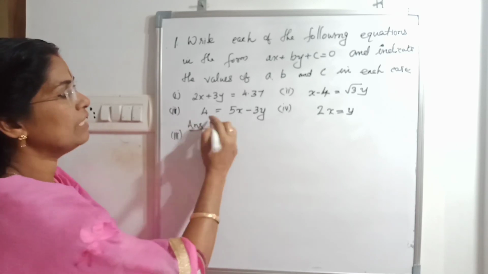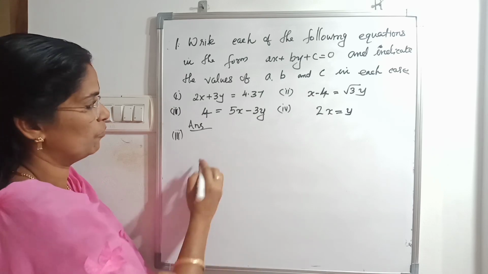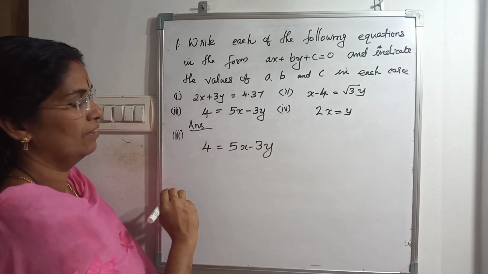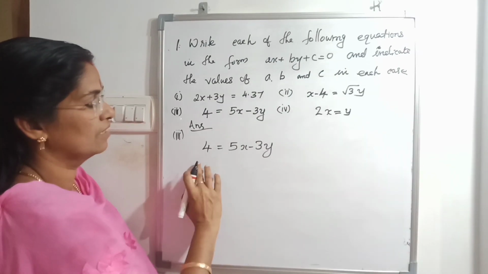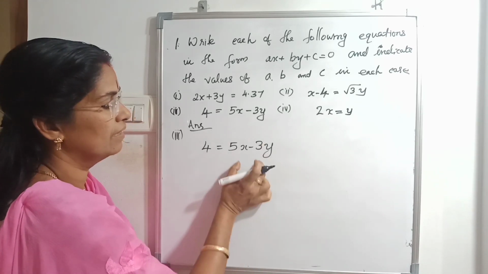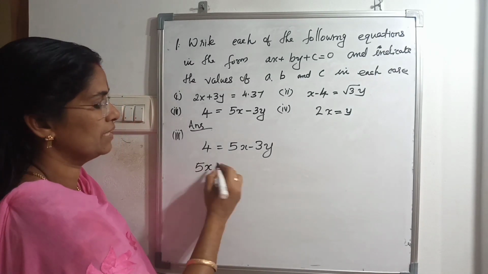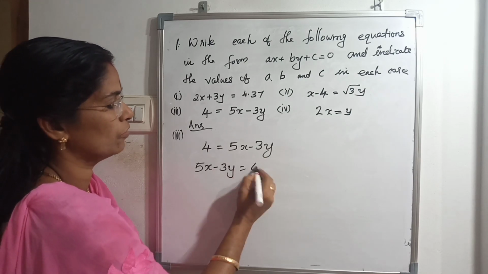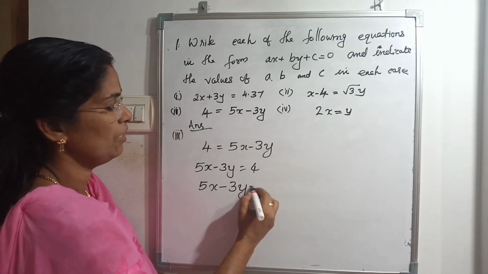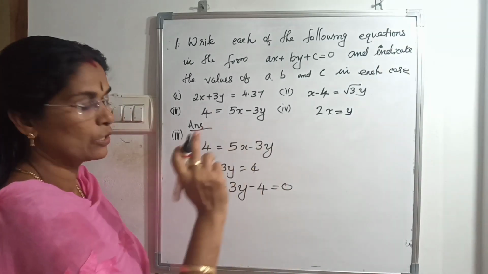Our third question. 4 is equal to 5x minus 3y. This also is not in general form. So, we are writing 4 is equal to 5x minus 3y. Better you transpose this number to the right side and write this term first, or first itself you can rearrange the left side and right side. 5x minus 3y equal to 4. Both are same. After that, you have to make it as a general form. Clear this? 5x minus 3y minus 4 equal to 0.